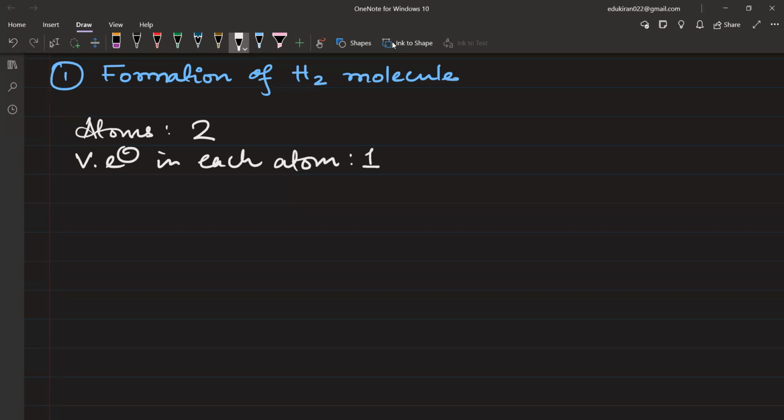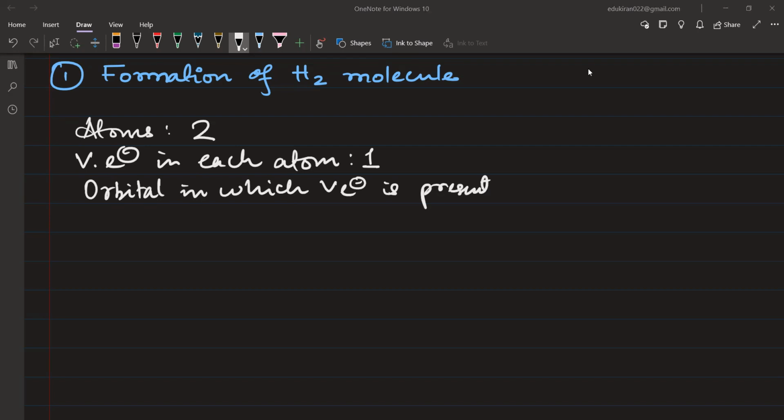Now, the orbital in which valence electron is present. बताइए कौन सा ऑर्बिटल में होते हैं इलेक्ट्रॉन हाइड्रोजन के? जल्दी. Which orbital? 1s. 1s. Very good.